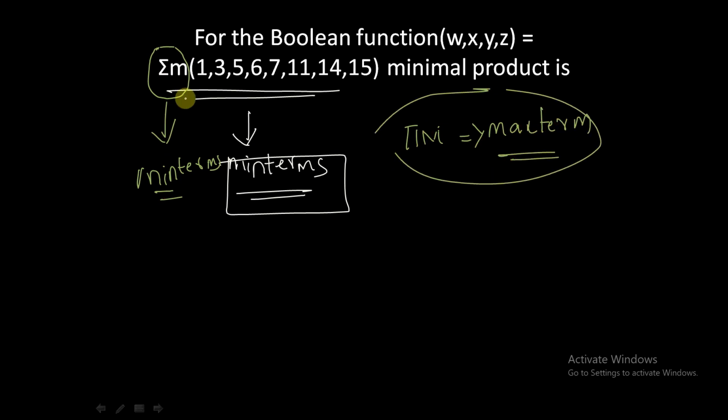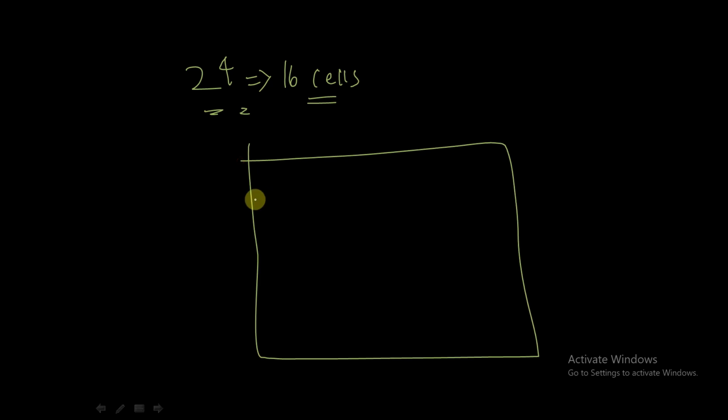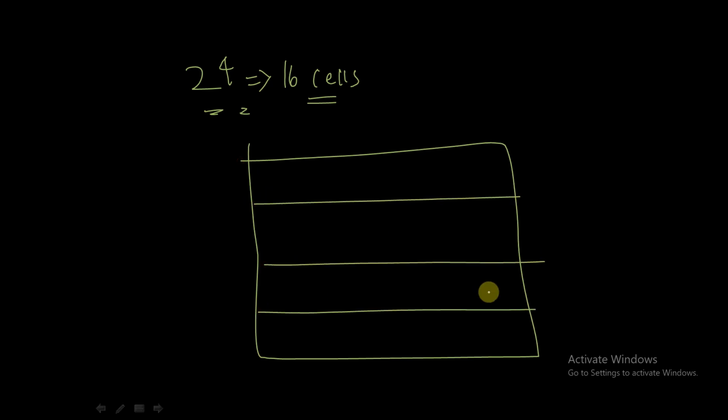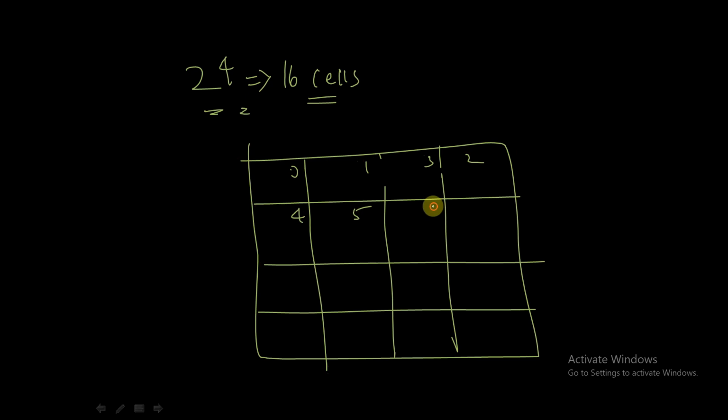Now minterms correspond to 1, so we will write down all the ones. It is a 4 variable k-map, so let me draw that k-map. For 4 variables, the total number of cells is 2 power 4, that is equal to 16 cells. The cell numbering is 0, 1, 3, 2, 4, 5, 7, 6, 8, 9, 11, 10, 12, 13, 15, 14.